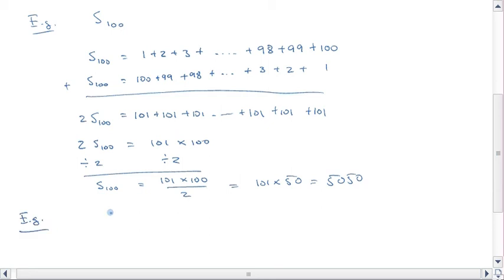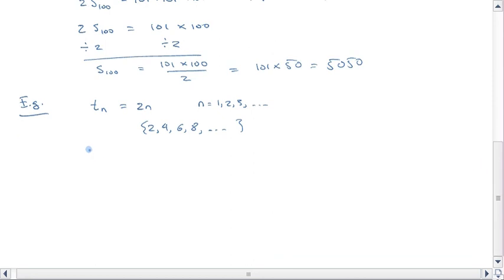Now I want to give you a different sequence, just to be slightly different. Tn is equal to 2n. So if n is equal to 1, 2, 3, our sequence would be 2, 4, 6, 8, etc. This is going to be completely random: I'd like to work out the series S33. So 2 plus 4 plus 6 plus 8, until you get to the 33rd term.